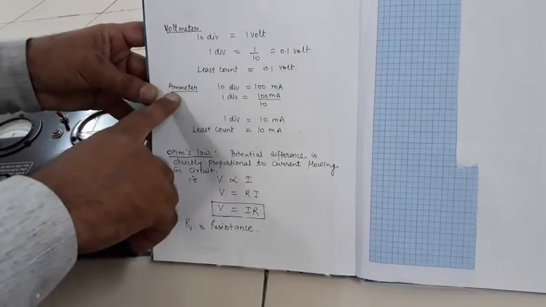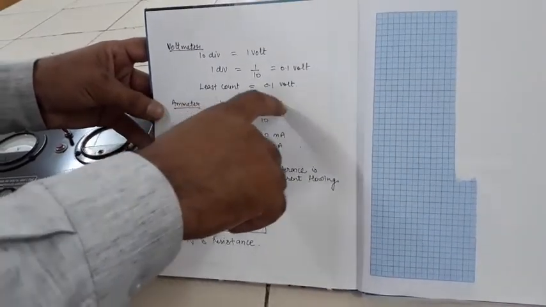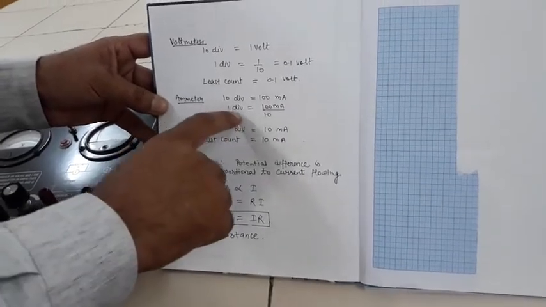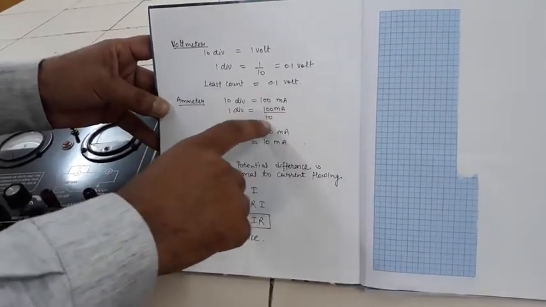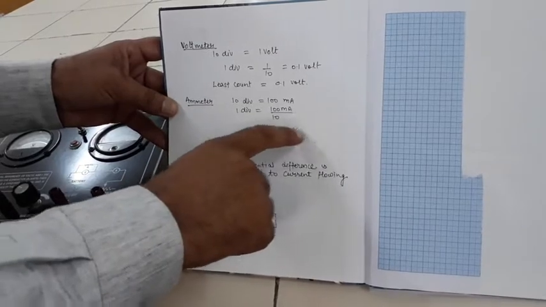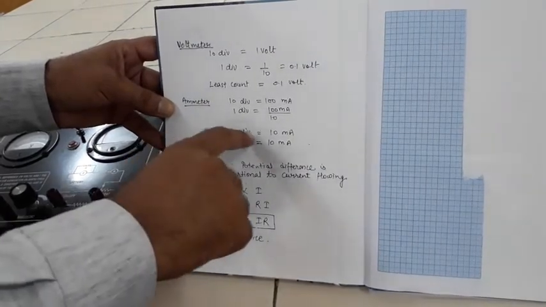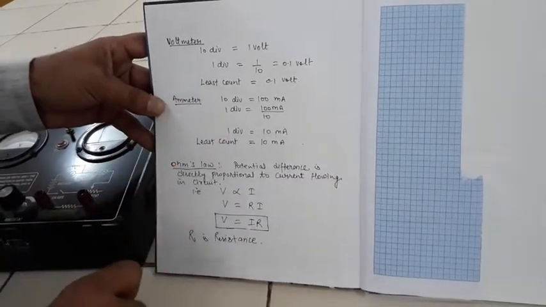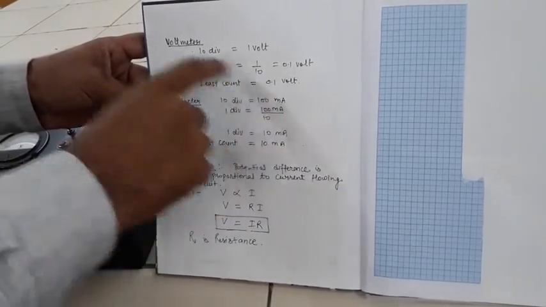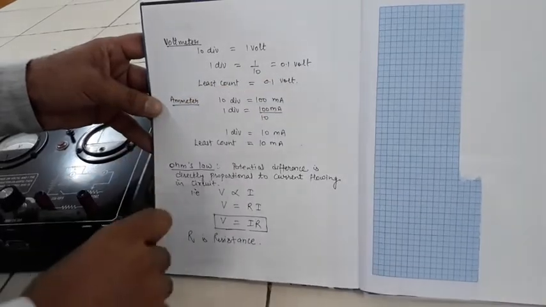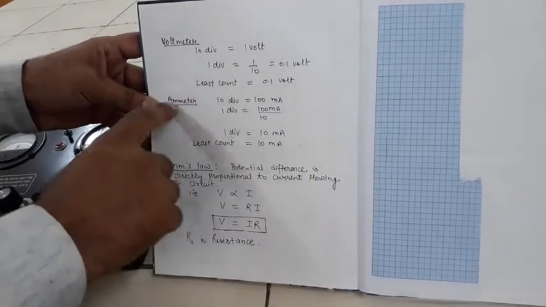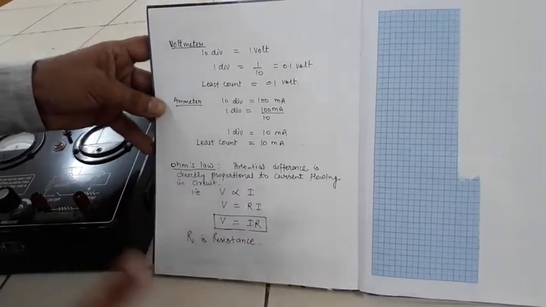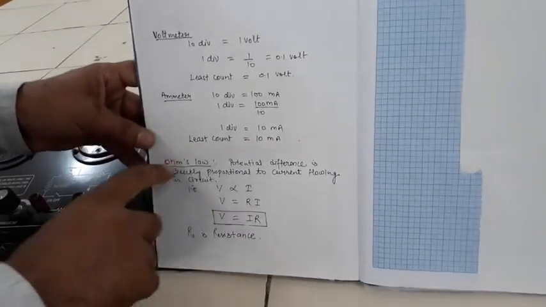Now in case of ammeter, 10 divisions is equal to 100 milliampere. So 1 division is equal to 100 upon 10, which means 10 milliampere equals 1 division, and that is the least count of the ammeter. So the least count of the voltmeter is 0.1 volt and the least count of the ammeter is 10 milliampere.